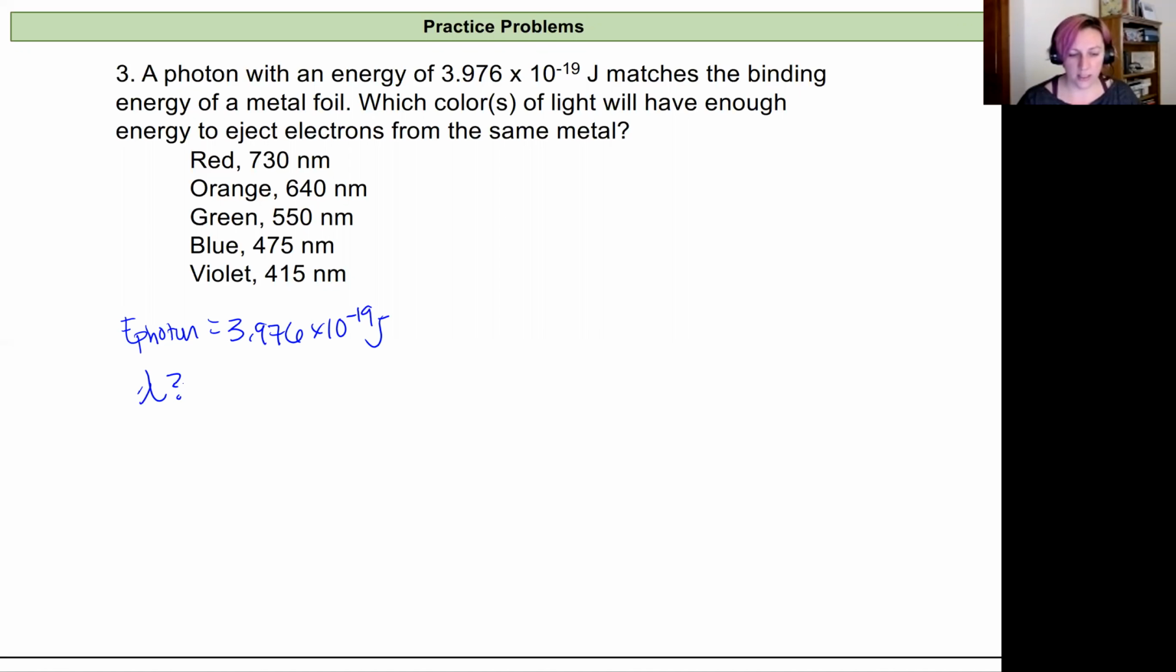So the equation that I'm going to go ahead and use is that the energy of a photon is equal to the speed of light times Planck's constant divided by the wavelength. And I'm going to be solving for the wavelength right here.